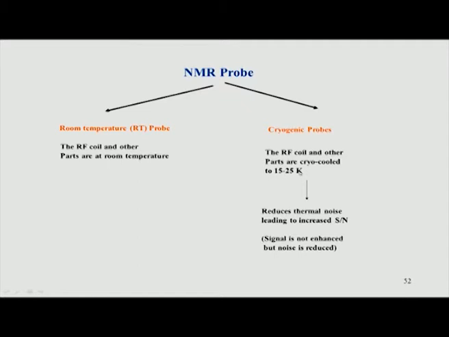This is done because when you cool an electronic system, you decrease the noise. The thermal noise is reduced, and therefore, when you look at signal to noise, if the denominator, the noise, goes down, the signal to noise goes up. This is what we are trying to achieve. The signal is not changed; remember, the signal comes from the sample. We will look at this also later.